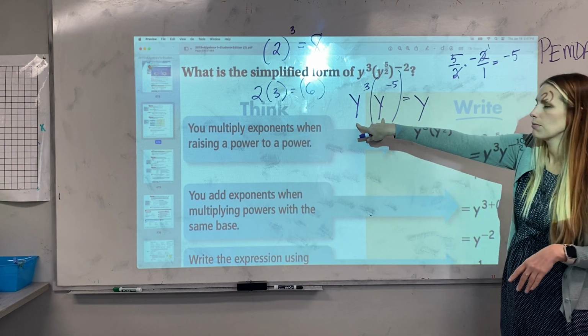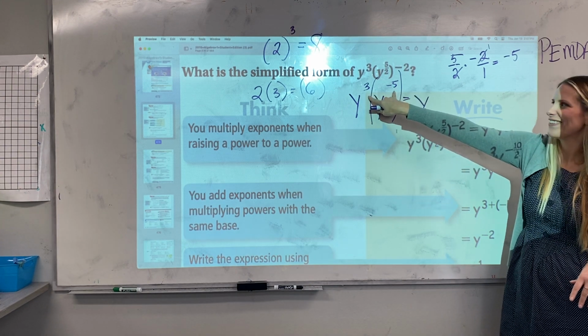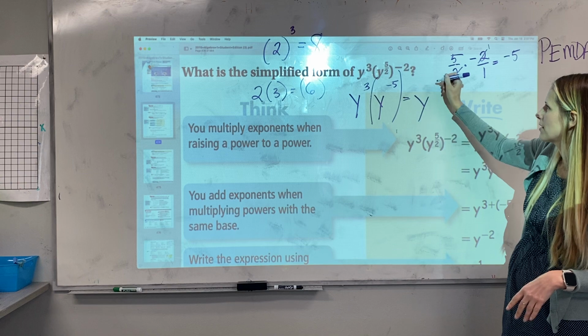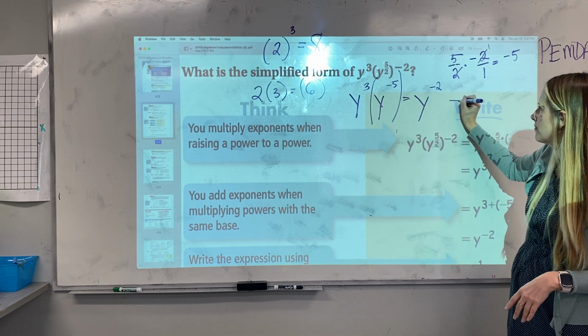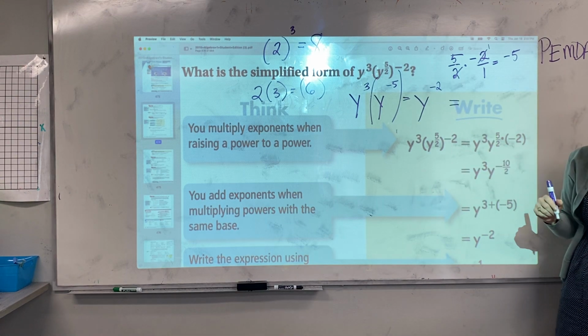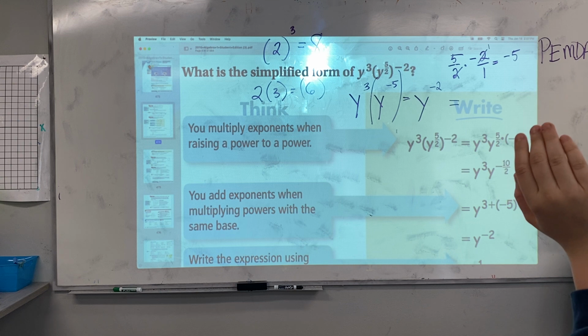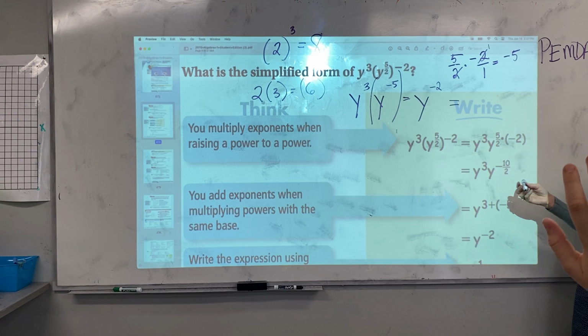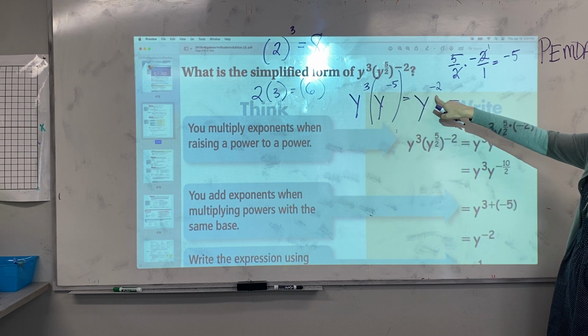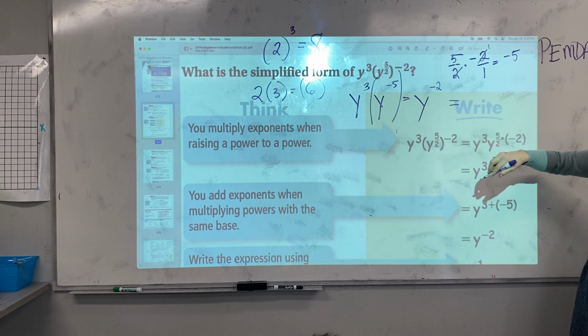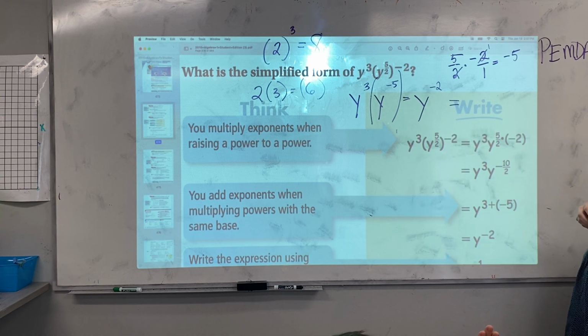So if these are being multiplied, what are we doing? Adding. Good, are we done? Yes. Not quite. All right, y to the -2. Angelina, what's the last step that we have to do? You need to get rid of the negative.